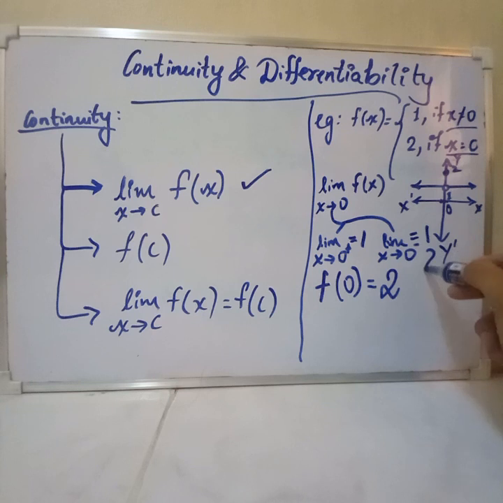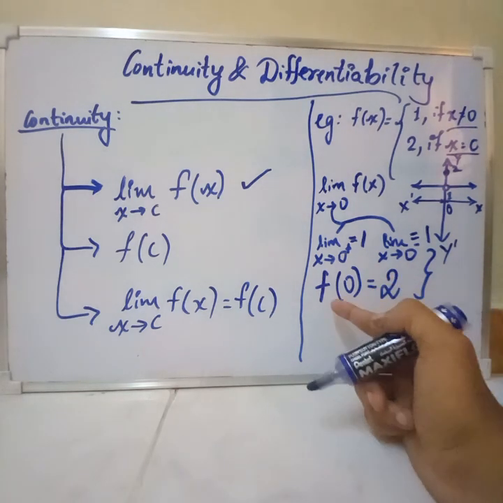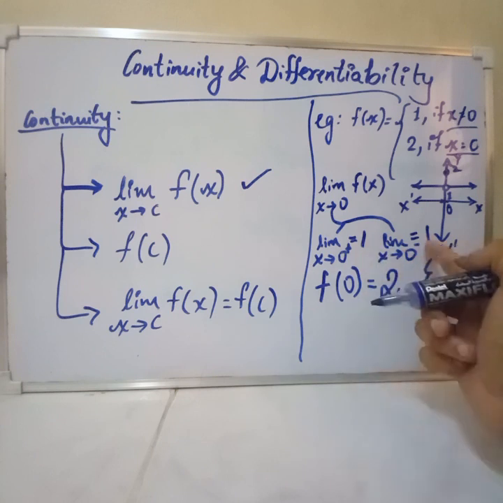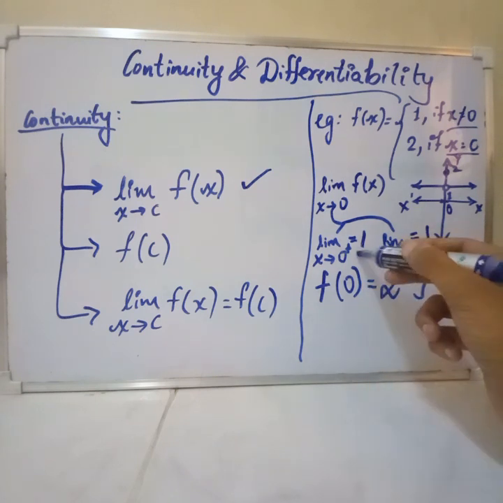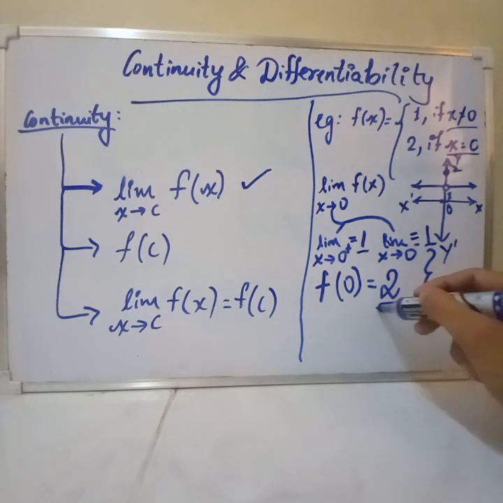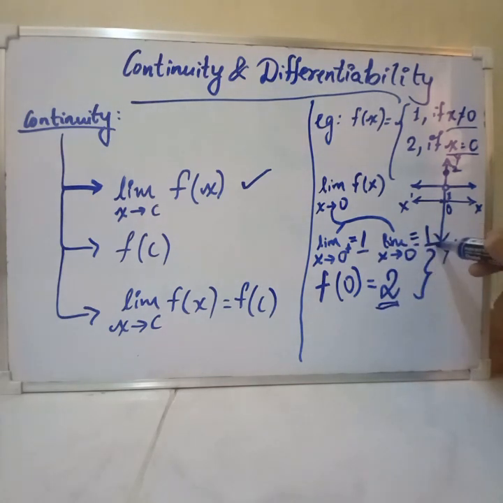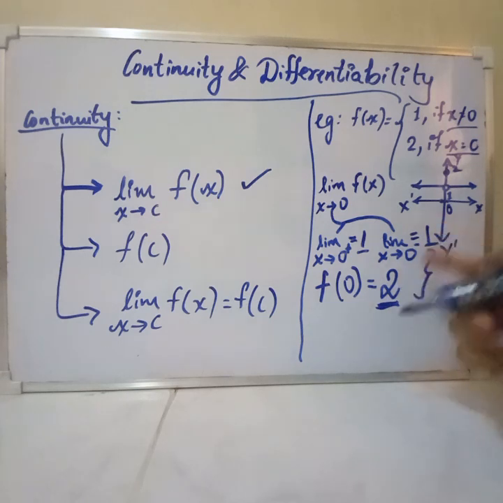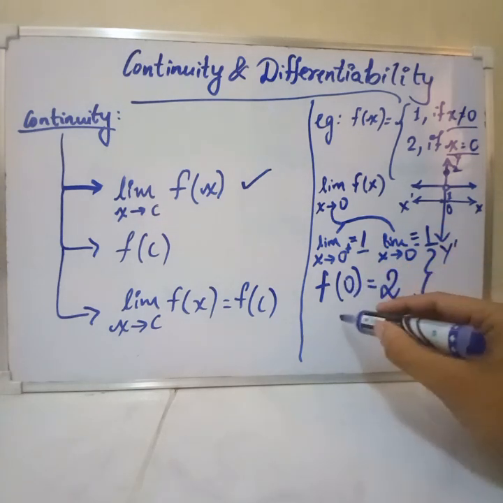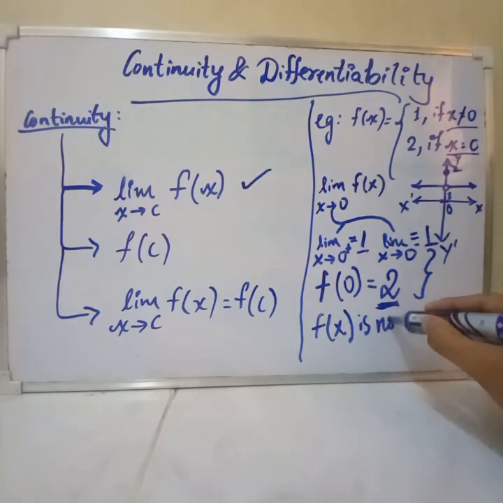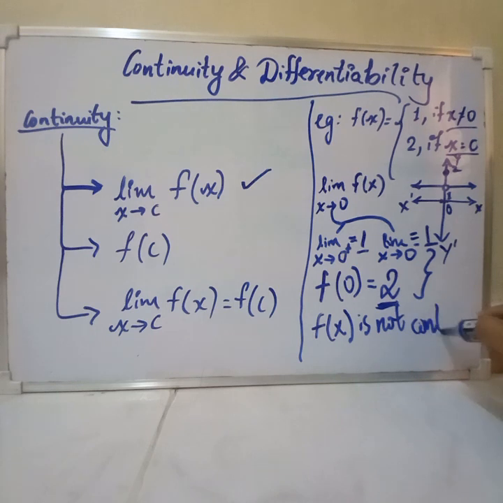Now we have to check if both the limits and the f of 0 are equal or not, right? These two limits are equal, but their answer is not equal to f of 0, right? Because we are getting 1 here and 2 here, so two different answers are possible, and that's why the function f of x is not continuous at x is equal to 0. Only at the point when x is equal to 0 it is not continuous, at the rest of the points it is continuous.